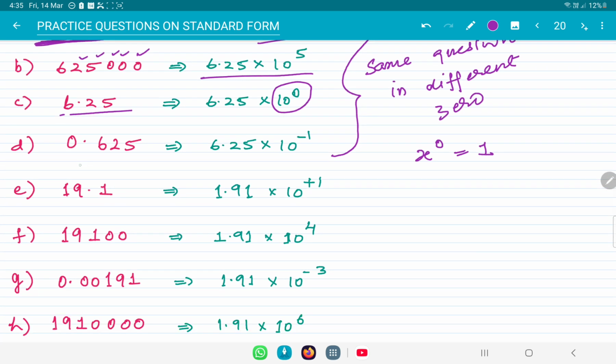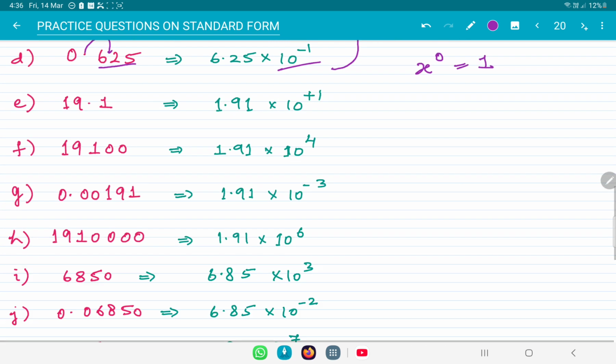Next question is, if it is 0.625, our decimal is before the first digit. So we have to put it after the first digit, so it will become 6.25. How many steps are we moving? Only 1 step. And since we are moving from left to right, it is minus 1. So 6.25 into 10 raised to the power minus 1. Now see different questions, different forms of the same question.